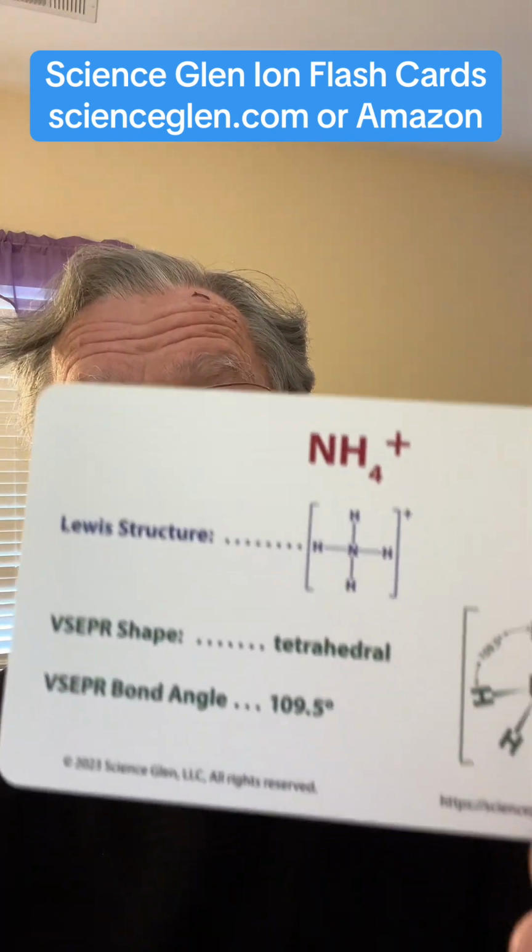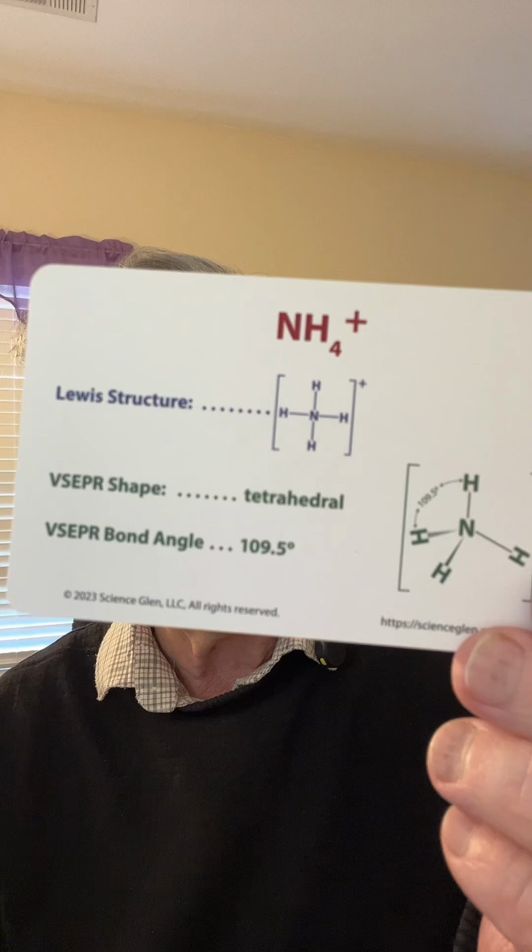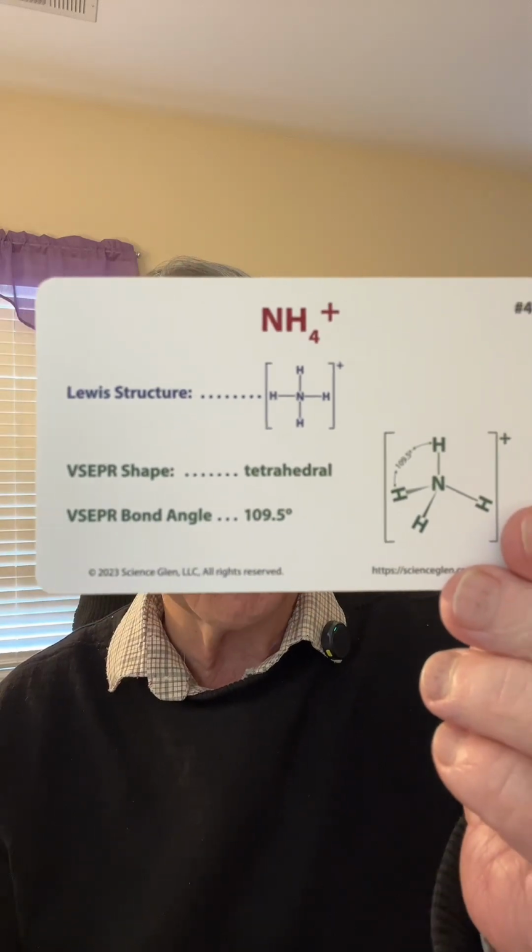Okay, so let's say I have ammonium ion, which is an ammonia with an extra hydrogen. I'm using the ion flashcards, which are available from Science Glen or from Amazon. That's NH4+. It's got an extra hydrogen, so it has a charge of +1, and you can see its shape, tetrahedral, and so on. It's a polyatomic ion that has a positive charge. Not many of those. Hydronium ion, ammonium ion, that's about it.